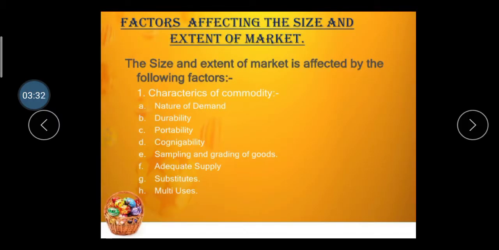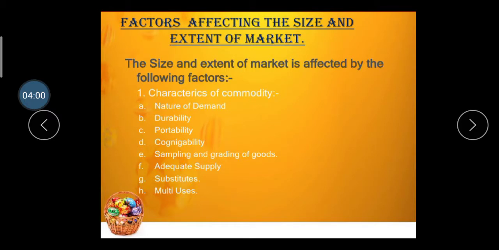Then, what are the factors affecting the size and extent of the market? The size and extent of the market is affected by the following characteristics. First, characteristics of the commodity. The nature of demand: according to the nature of demand, the market is different. Then, durability. Some products are durable and some are perishable goods, so the market is considered accordingly.